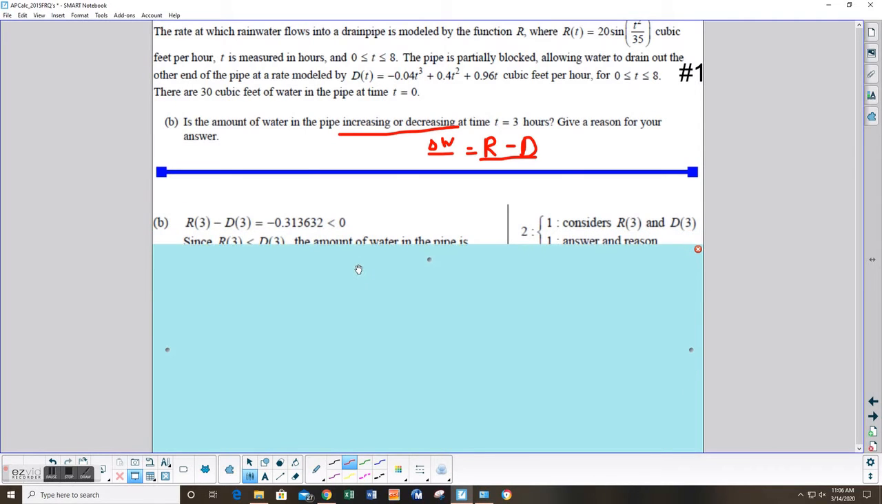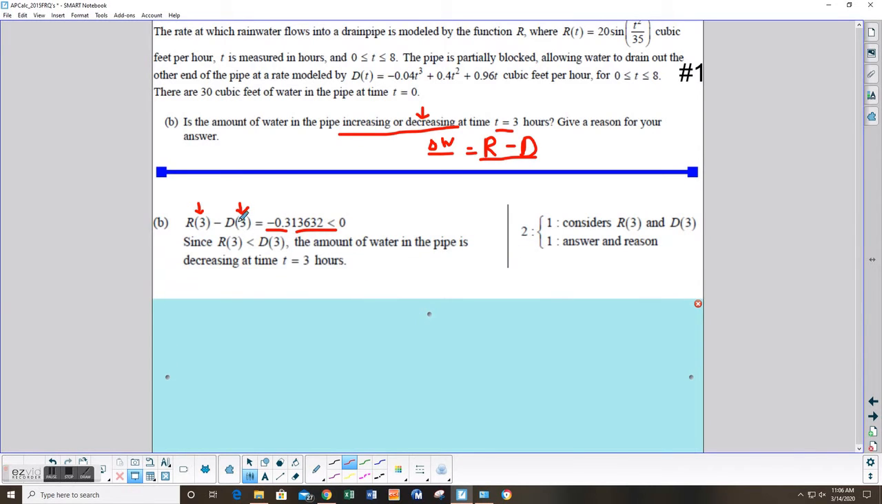You start by doing, since it's at 3, you do R of 3, and whatever answer that is, that gives you the rate water's flowing in, and you subtract that by D of 3. Since you do that, you get a negative answer. That means that the amount of water is decreasing. And you just need a little explanation with that, saying that that's less than 0. Another way to consider the change is just showing that R of 3 is less than D of 3, and then that amount of water is decreasing.